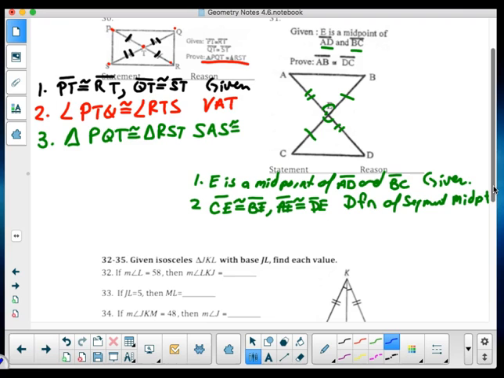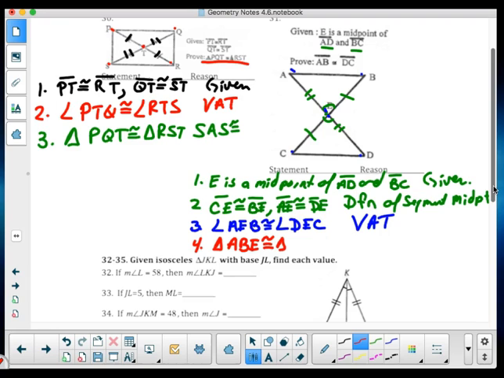Now, I know vertical angle theorem. I know in step 3, I've got angle AEB is congruent to angle DEC. AEB, DEC, order matters, and I've got my vertical angle in there because of vertical angle theorem. I now have my two triangles congruent. Step 4, I've got triangle ABE congruent to triangle, I went from A to B to E, so DCE. Because it's side angle side.